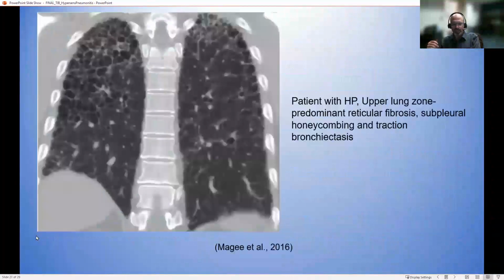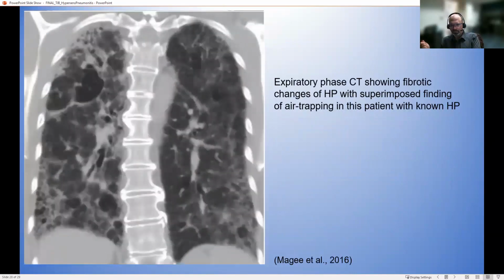So next slide. Okay, so this is from a CT showing upper lung zone reticular fibrosis and some honeycomb. Next slide, please. This one's showing more of the air trapping on exhalation. And next slide, please.